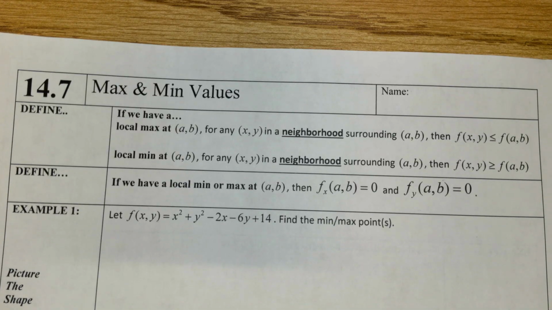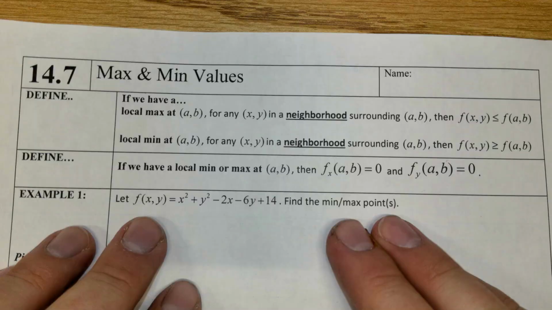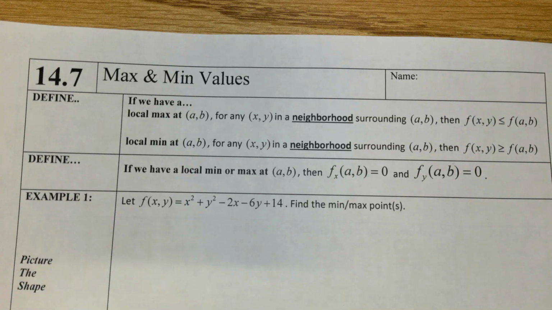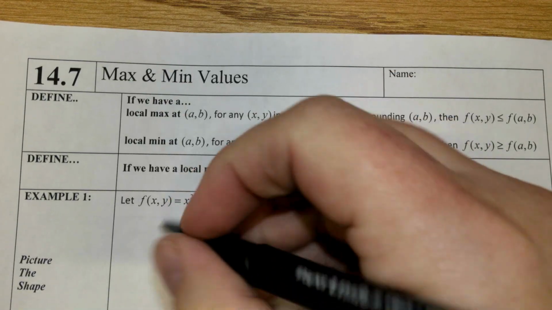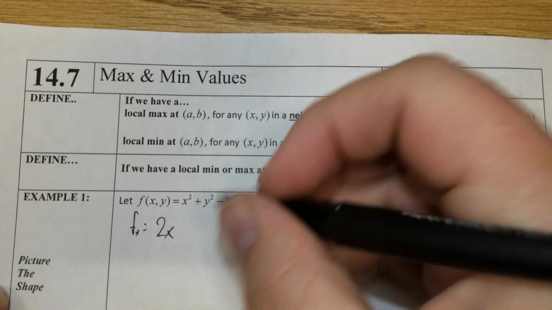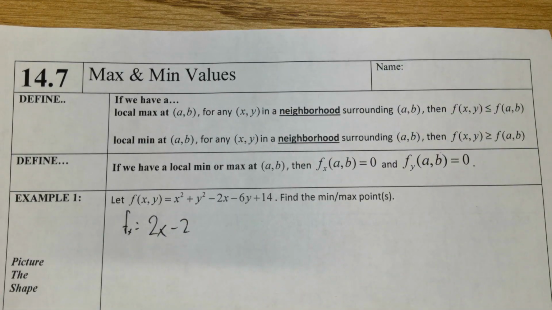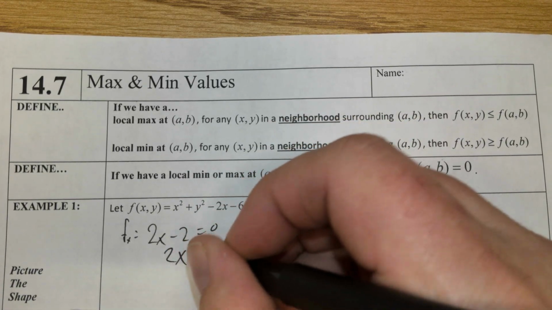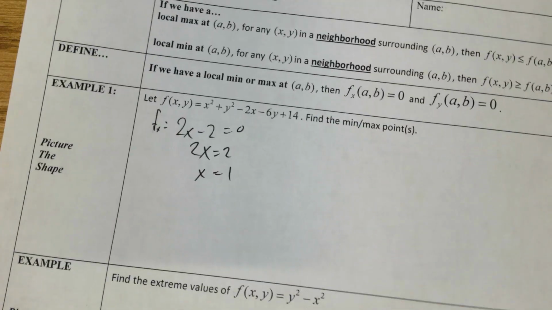Okay, let's see what we got here. I need to take the partial derivative with respect to x, set it equal to 0, partial derivative with respect to y, set it equal to 0, and see if I need to leverage those against each other to get a final answer. F sub x would be 2x, nothing, minus 2, done. And so I know that that's going to make 0 when x equals 1. That one should be pretty straightforward.